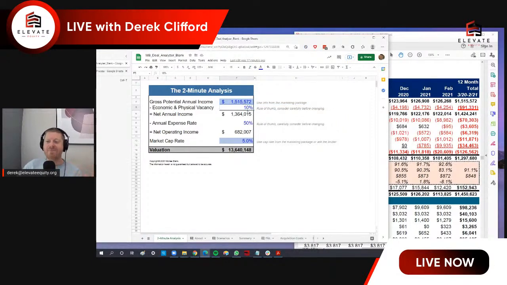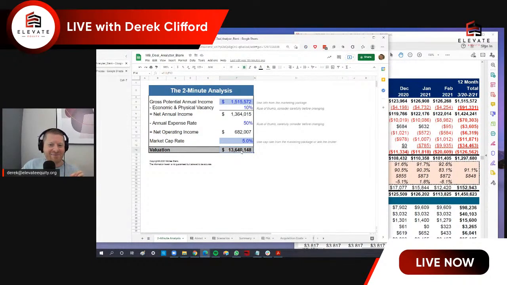Then you want to keep a 10% economic and physical vacancy, just because that's a conservative assumption. And then you also want to bring in a 50% annual expense ratio. Then you're going to need to know what the market cap rate is. This takes a little bit of time to understand, but you can look at the marketing package or ask the broker what the market cap rate is. Once you determine that, it will give you a valuation of the property.